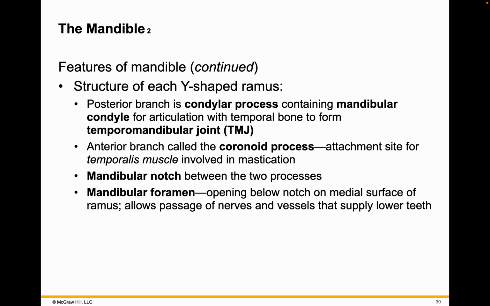The anterior branch is called the coronoid process. It's an attachment site for the temporalis muscle involved in chewing, or mastication. The mandibular notch is between the two processes, and the mandibular foramen is an opening below the notch on the medial surface of the ramus, which allows passage of nerves and blood vessels supplying the lower teeth.